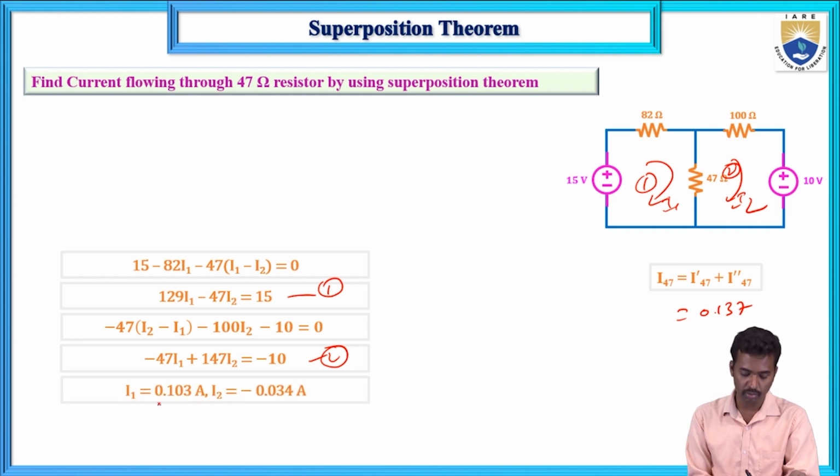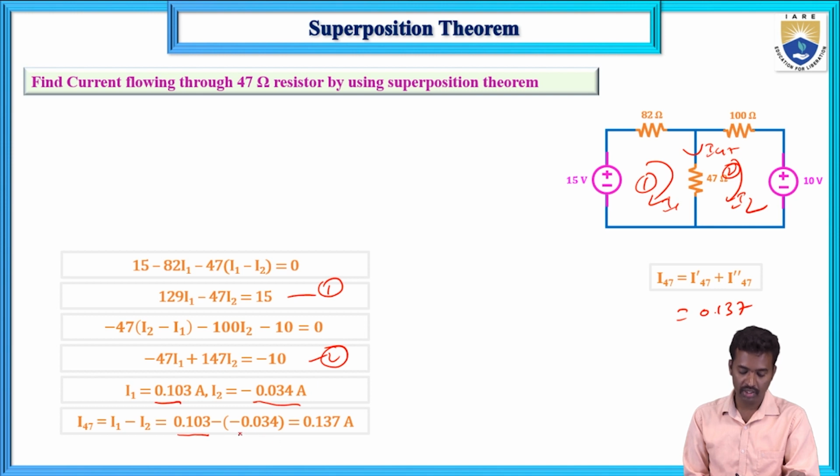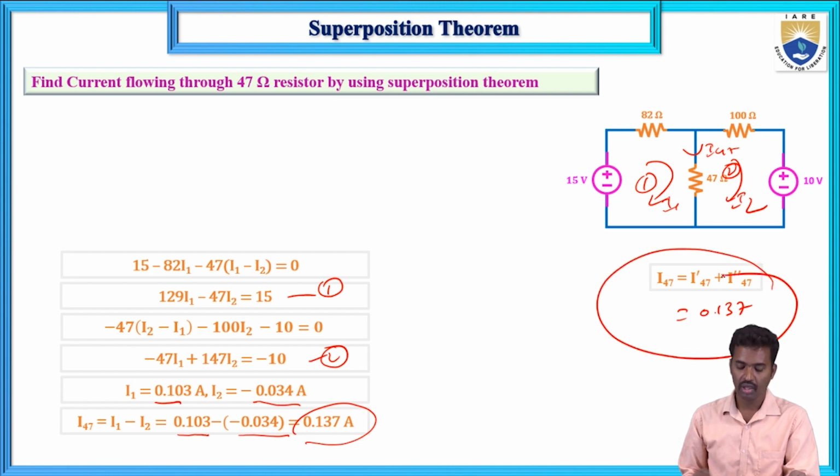If you solve that, you get 0.103 and minus 0.034. So I-47 equals I1 minus I2, that equals 0.103 minus of minus 0.034, which is 0.137. Now the superposition theorem is verified.